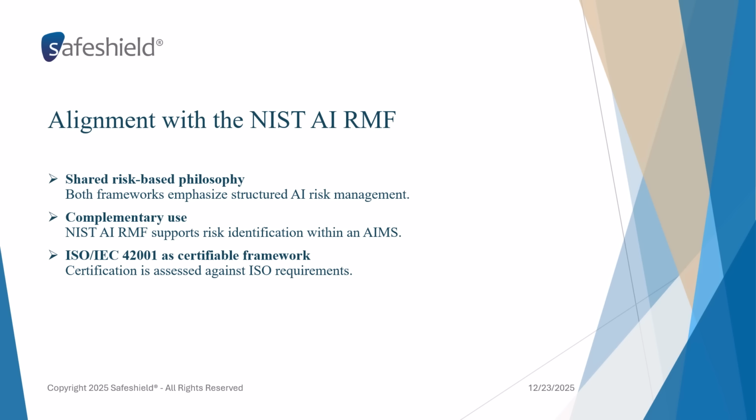Organizations may use NIST AI risk management framework guidance to inform risk identification, impact assessment, and control selection within the AIMS. However, conformity assessment is performed against ISO 42001 requirements rather than NIST AI risk management framework guidance. The management system structure, documentation requirements, and audit expectations are defined by ISO. Auditors may recognize the value of NIST AI risk management framework alignment, but will evaluate evidence against ISO 42001 clauses.